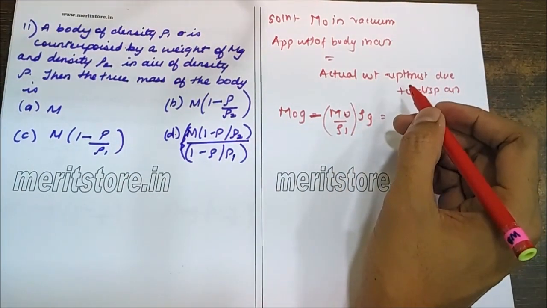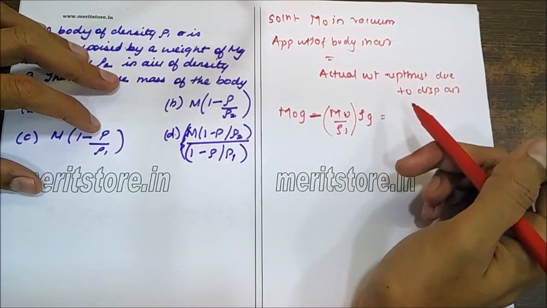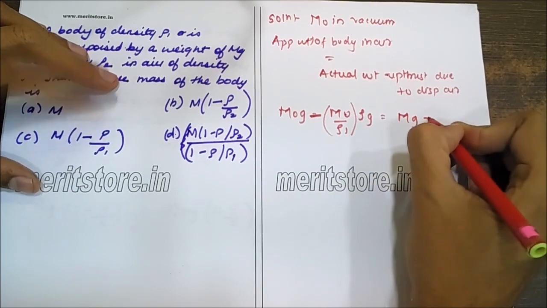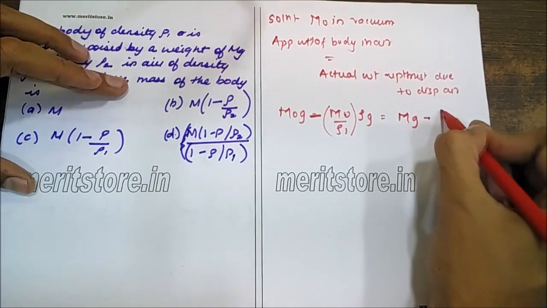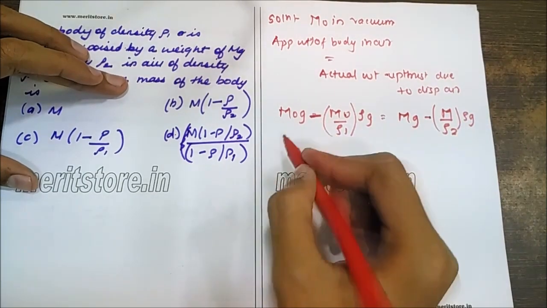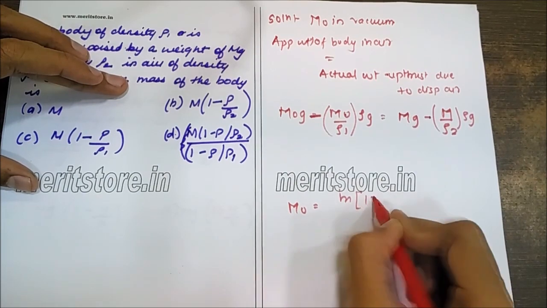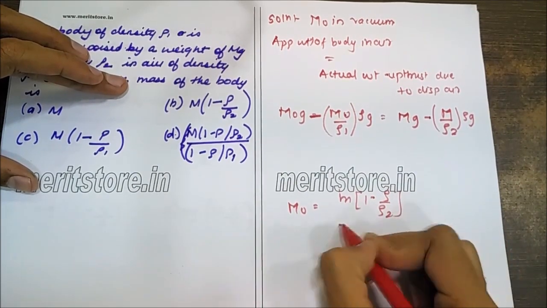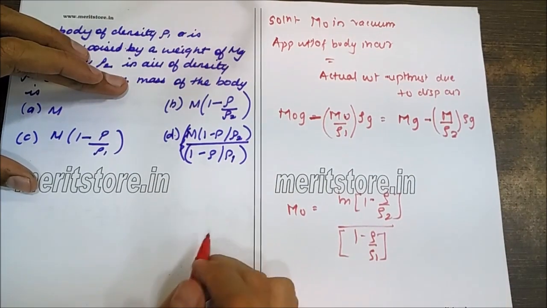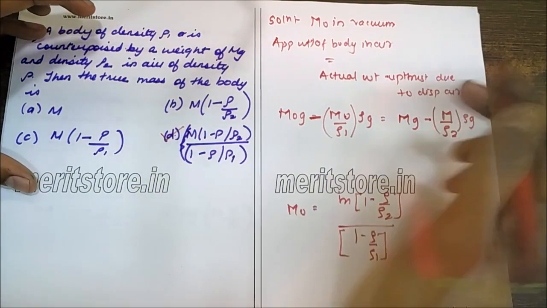Okay, that is the density of the air, that will be equal to the actual weight minus the upthrust due to displacement. For the weight, that is mg minus m upon rho 2 into rho g. Okay, so solving this we get m0 equals m into 1 minus rho upon rho 2, upon 1 minus rho upon rho 1. Okay, solving the above equation we get this value, so that means the correct option is D.